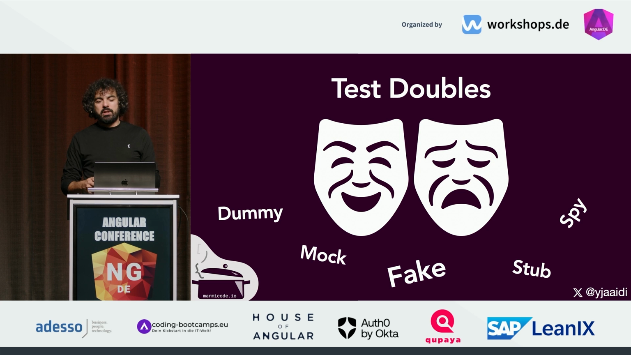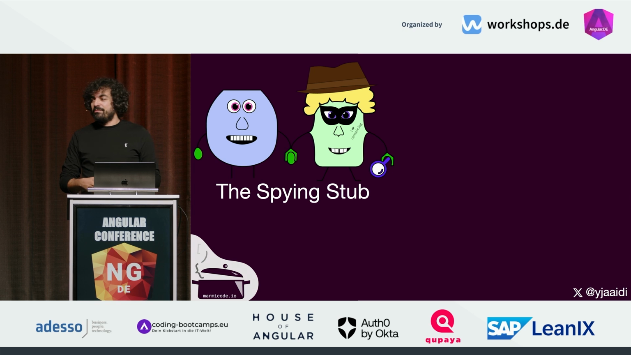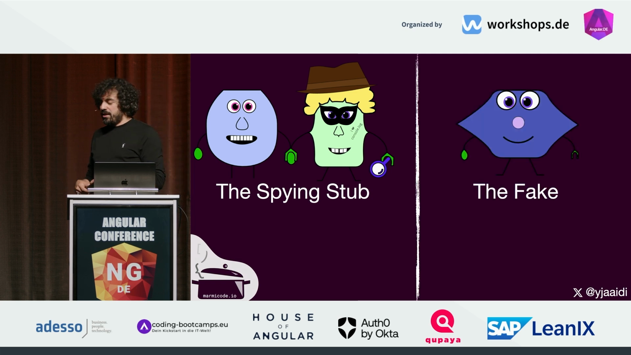So here I want to focus on two different test doubles. What I call the spying stub, because it's a stub that we can control that returns specific values, and that spies the calls it receives, and the fake, which is a whole fake implementation.